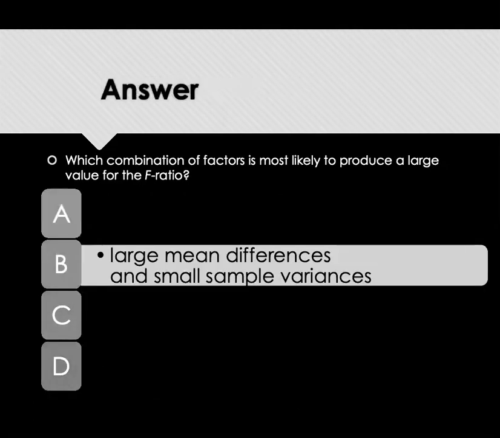Okay, and the answer here is B, large mean differences and small sample variances. So the F ratio is between groups variance over within group variance, right? And so if you have large mean differences between the different group means, and small sample variances, meaning a small within group variance, that's going to give you the largest F ratio value.